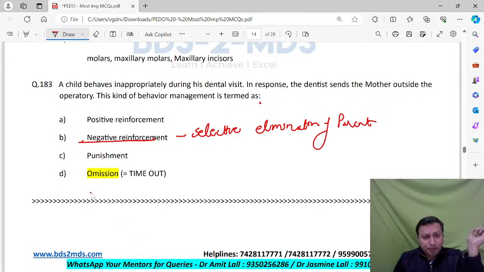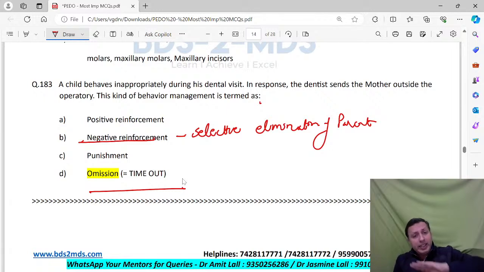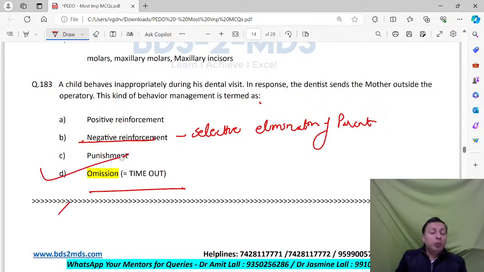Omission is where you are sending the parents outside the operatory, that if you will not behave properly, I'll send the parents outside the operatory and I'll call them only once you behave properly. So that is called omission or timeout. So the correct answer is omission.